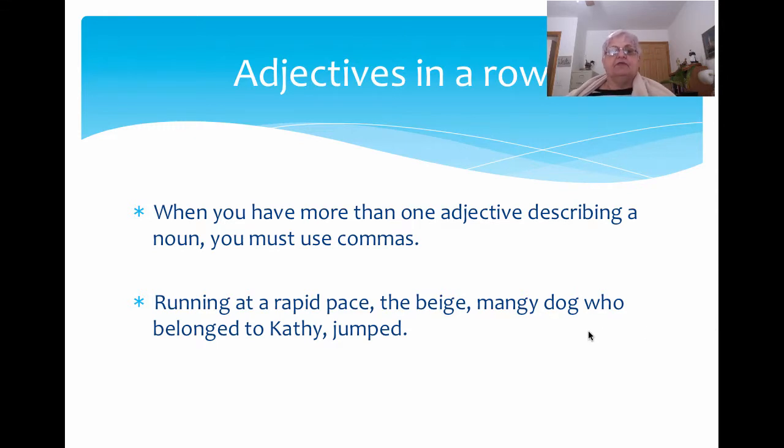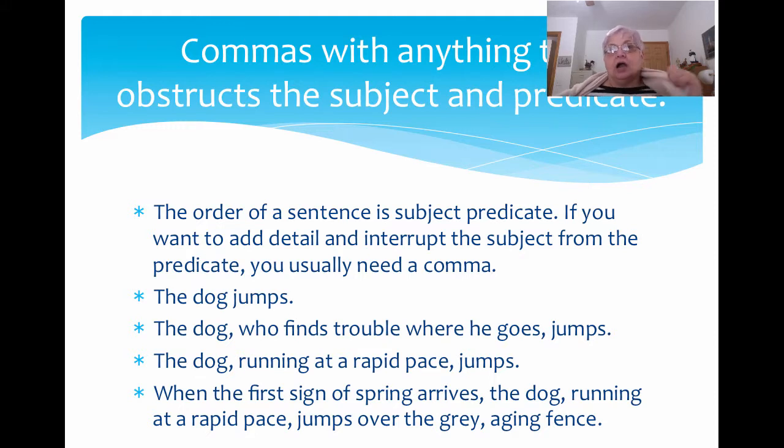Now, if you have more than one adjective describing a noun, you must use commas. I'm giving you an example. Running at a rapid pace, we already had that comma, we're going to leave it. The beige, mangy dog who belonged to Kathy jumped. I have two different adjectives. I need the comma between them. I've introduced this a little bit earlier, but commas with anything that obstructs the subject and the predicate, that's usually when you're going to use commas.